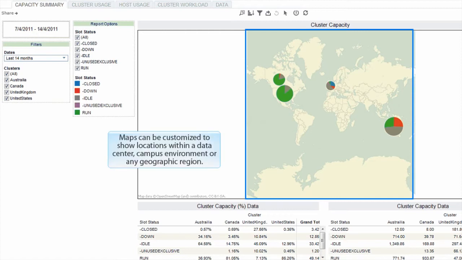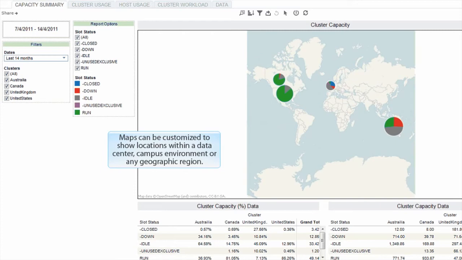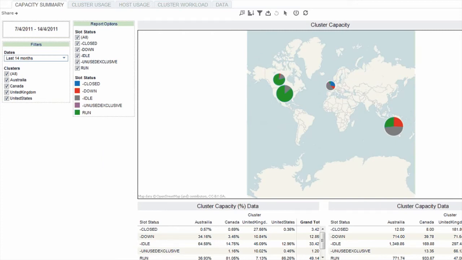These maps can be customized to show locations within a data center, campus environment, or metropolitan area, using our own custom images. Pie charts overlaid on the map show me an analysis of slot status averaged over a period of interest. I see information about utilization for each cluster in each geography. The size of each pie chart corresponds to the relative size of the cluster. Data is provided in tabular form as well.